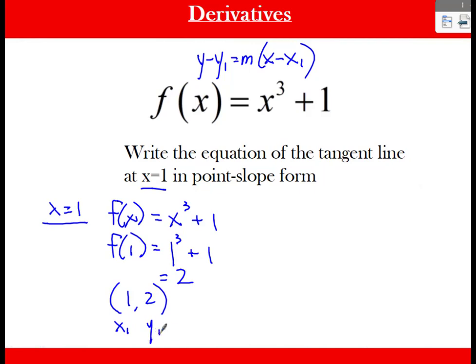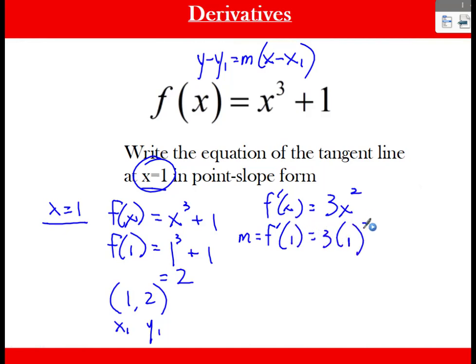Now we need the slope. What gives us our slope? The derivative. So we're going to take the derivative of f of x, and we get 3x squared. To find the slope for our particular equation, we need to substitute in our x value, x equals 1, into the derivative. That's going to give us the slope of the function at that particular point. So f prime of 1 is going to be 3 times 1 squared, which is 3.